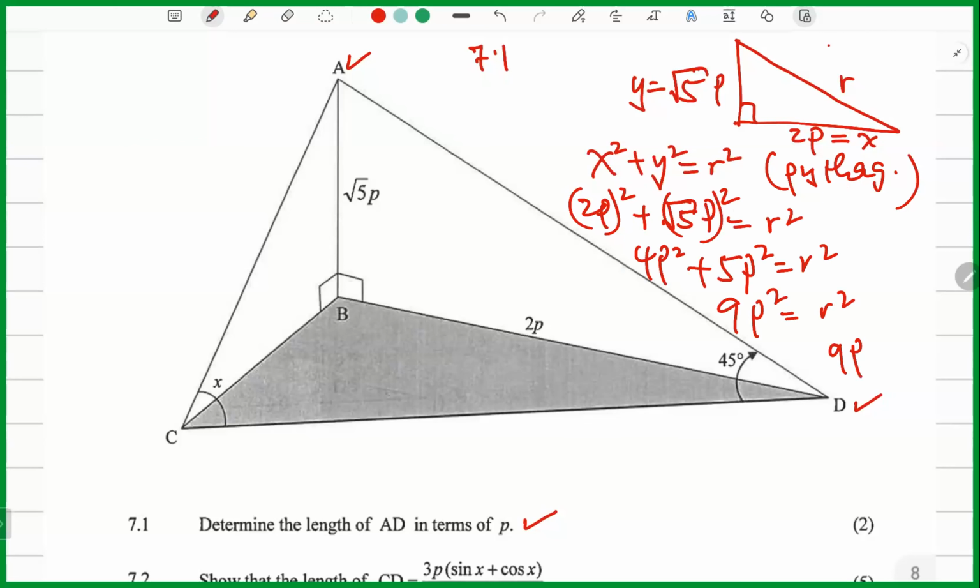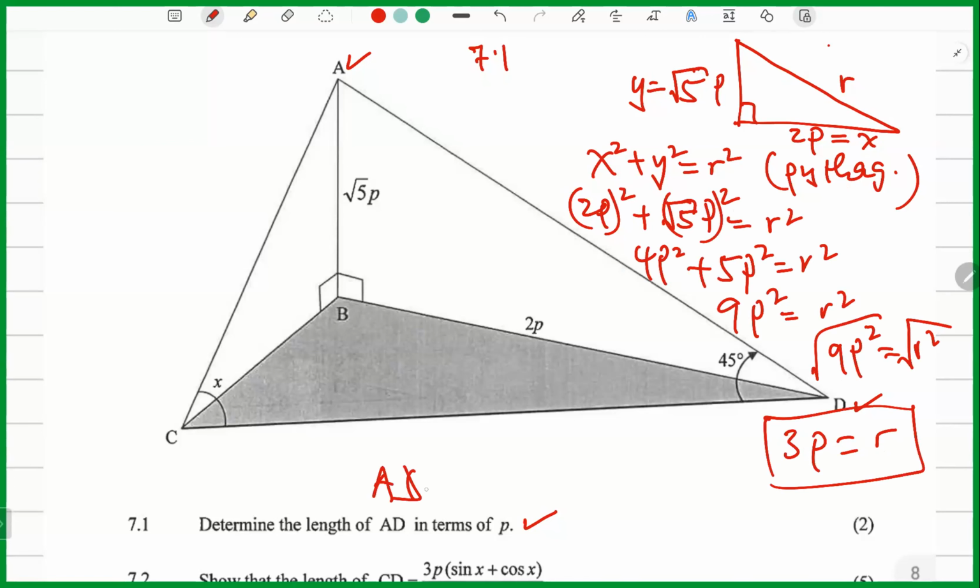Now, what is the square root of 9? It is 3. Okay, so it is 3p, and r is that. So you get that. It means, therefore, that AD is exactly 3p units. Right, so AD is 3p units.